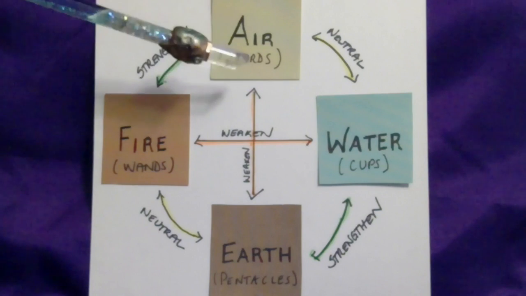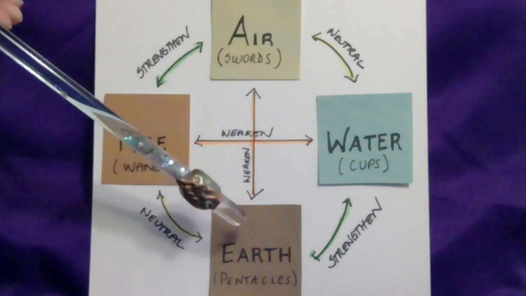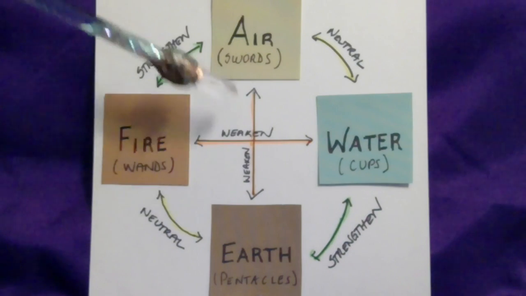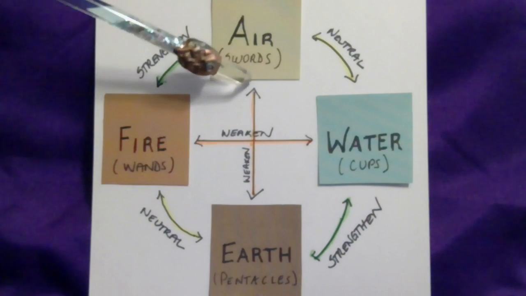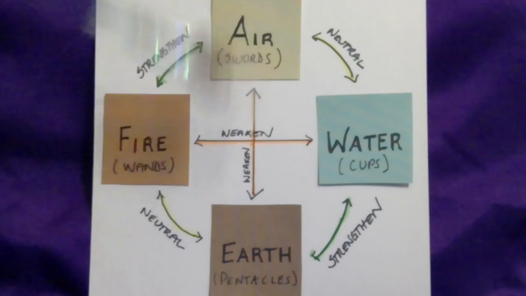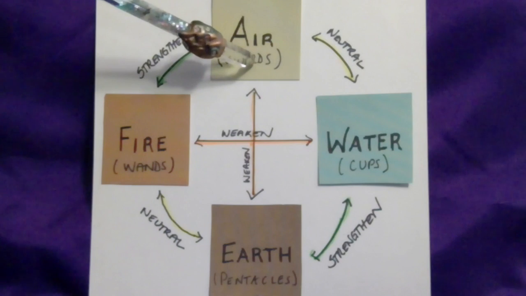The second one that weakens each other is air, which I've put above, and earth below. So that makes sense. Just think about air up, earth down, and those weaken each other as well. So again, a masculine that goes with a feminine, and these two in particular weaken each other.